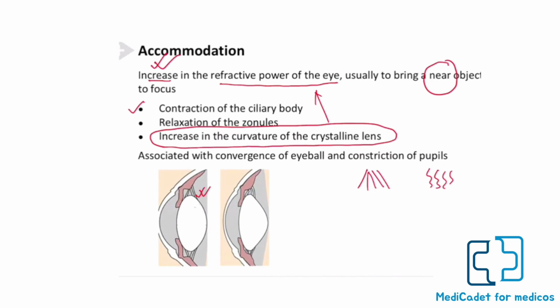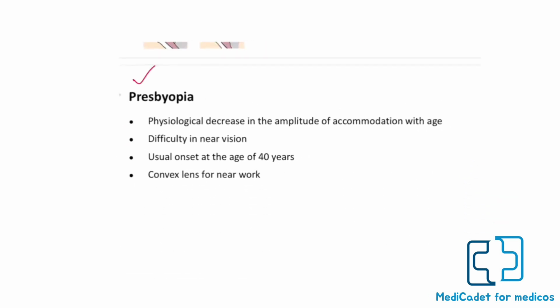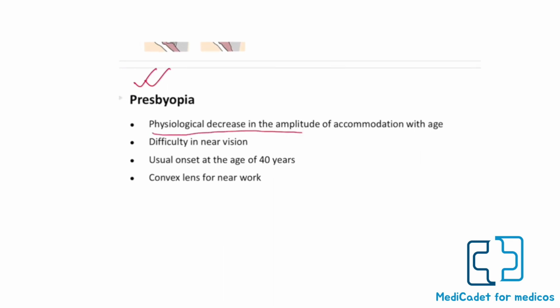Now, as the power of accommodation becomes weaker and weaker, what will happen? I will not be able to focus at near objects. So then my near vision will start becoming difficult. And what is this called? This is called presbyopia. So see, presbyopia is not an error of refraction. It is a physiological decrease in the amplitude of accommodation which happens with age.